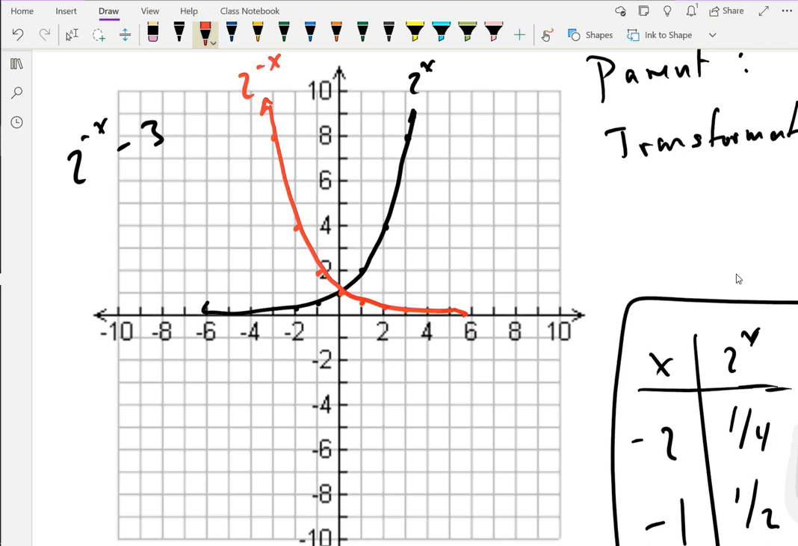Remember what a negative power does for us? It takes the reciprocal. So 2 to the negative x is the same as 1 over 2 to the x. So we see that decay function coming along through here. And then if we do our subtract 3, well, every one of these points goes down 3. So this -3, 8 comes down 3, 1, 2, 3, down here to 5. This 4 comes down 3, down here to 1. This 1 comes down 3.